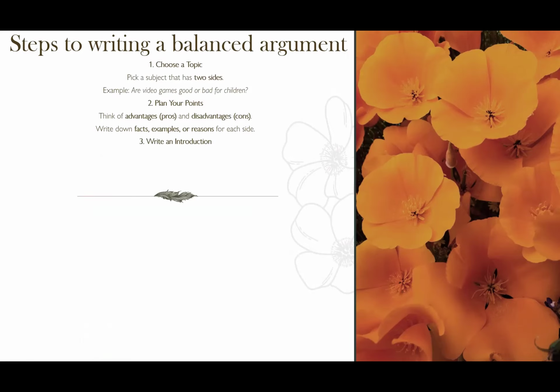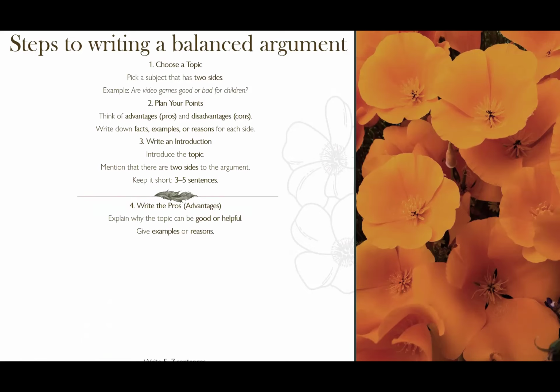Three, write an introduction. Introduce the topic. Mention that there are two sides to the argument. Keep it short, make it only 3 to 5 sentences. Four, write the pros, the advantages. Explain why the topic can be good or helpful. Give examples, reasons. Also state facts and write 5 to 7 sentences.